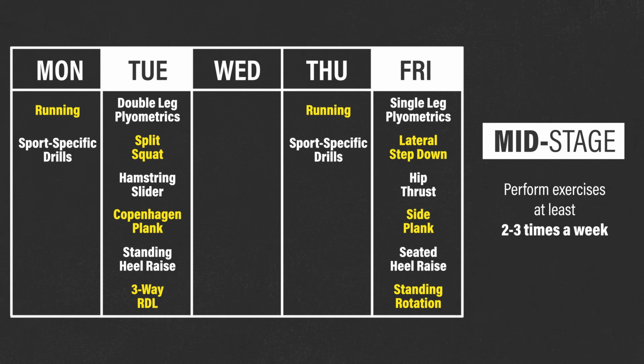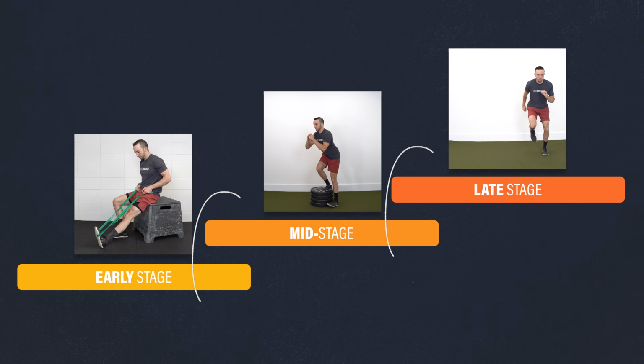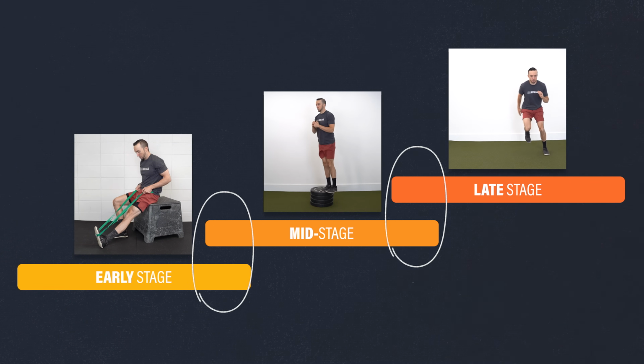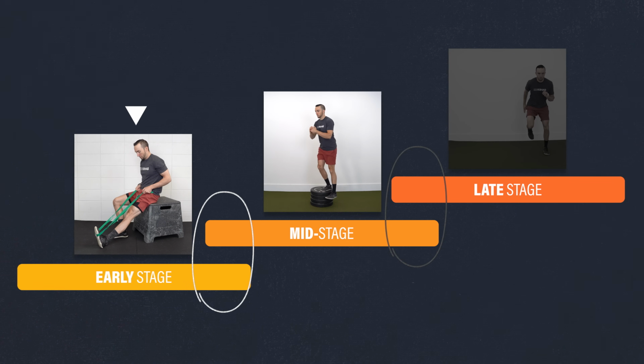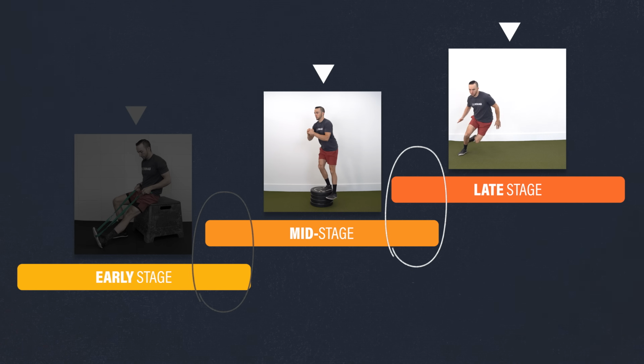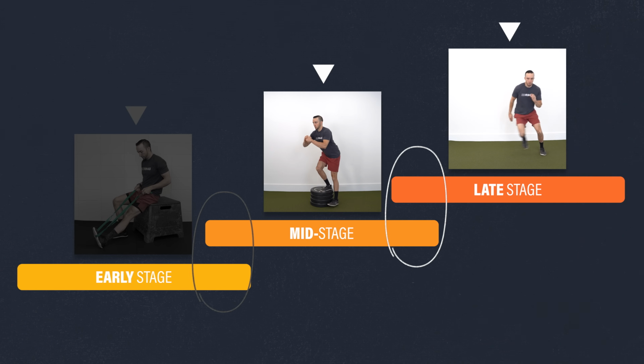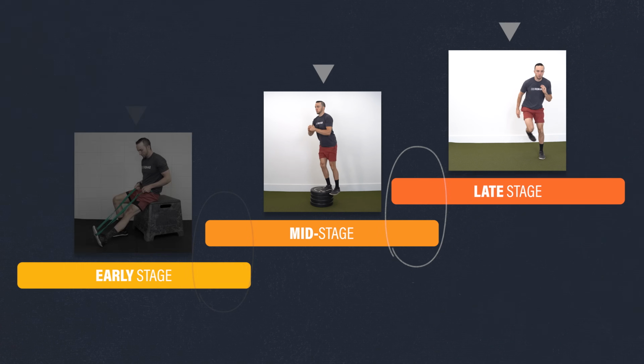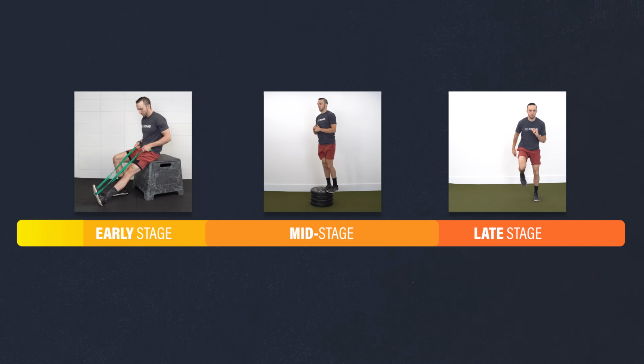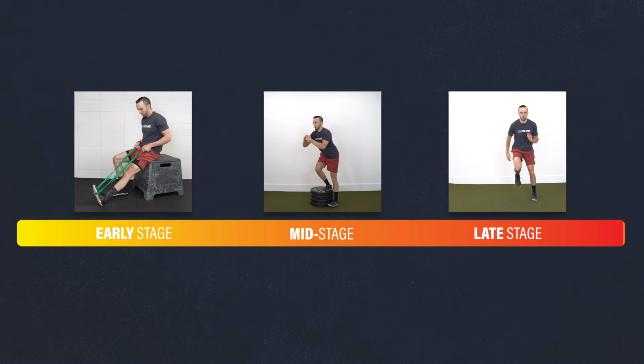It is important to remember that there's overlap between each stage. For example, you will still work on your knee range of motion even after you start the strength, dynamic balance, and plyometric exercises. You will also continue to perform these mid-stage exercises even after you begin sport-specific drills. If it's helpful, you can think of these stages more as a continuum than separate entities.